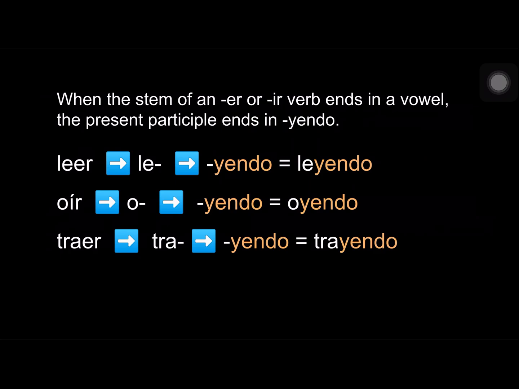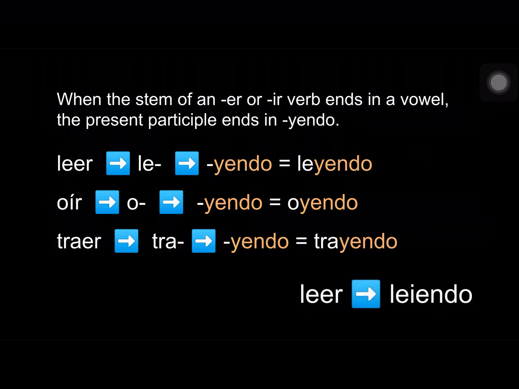I know it's an IR verb, but this one is an exception. You add yendo: oyendo. Or traer, again, this ends in a vowel, so you chop off that ER. And at first, you're going to want to add the iendo, but don't add the iendo, add the yendo: trayendo. Here's what it would look like if you did add the iendo.